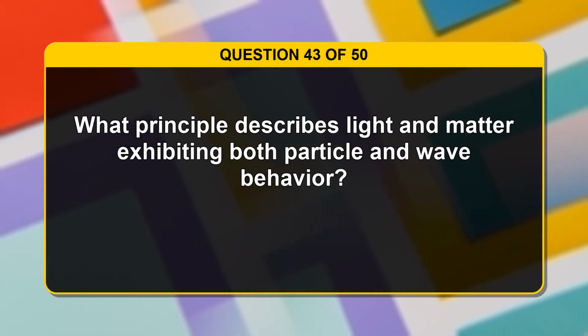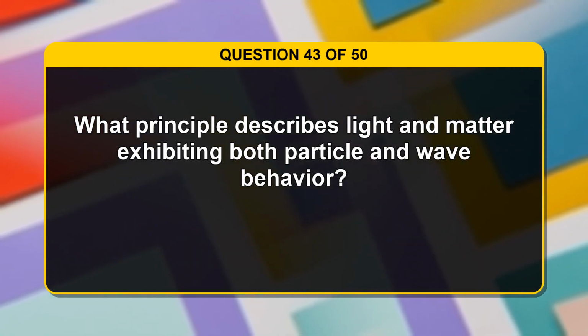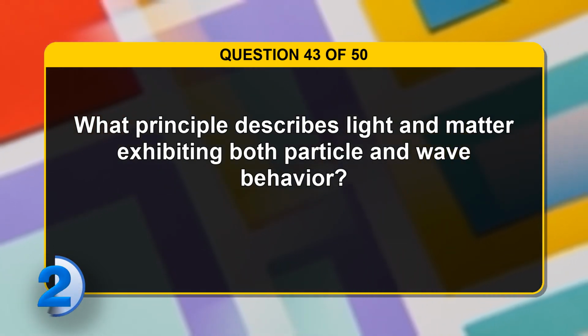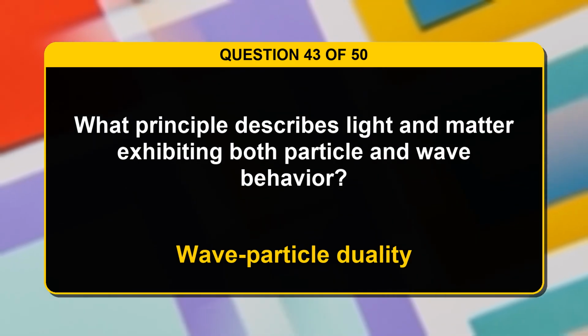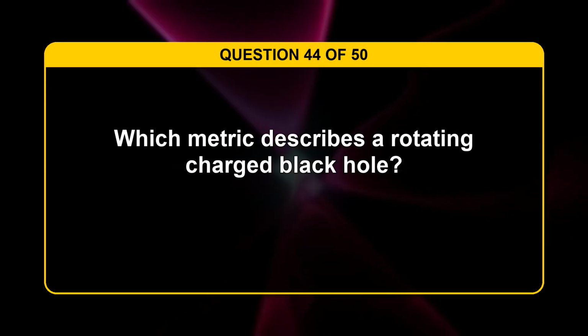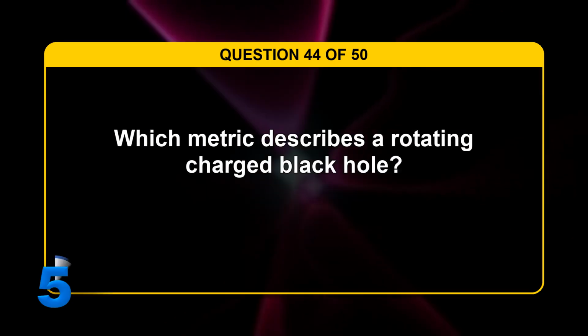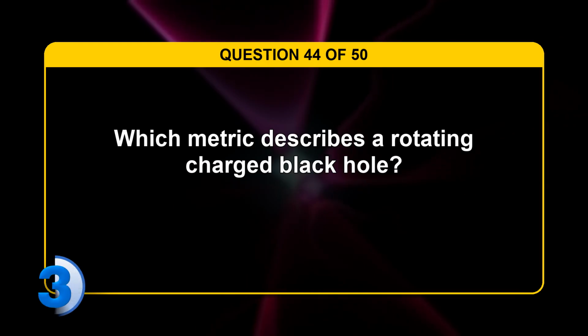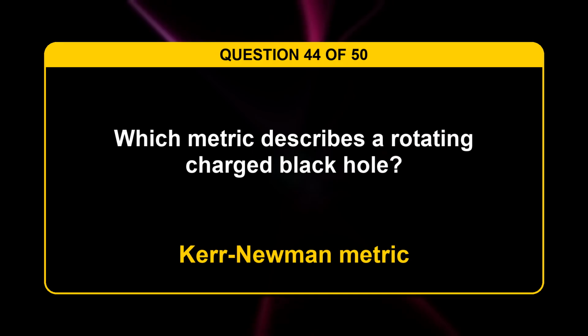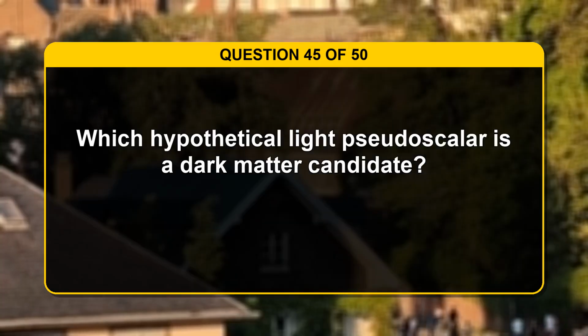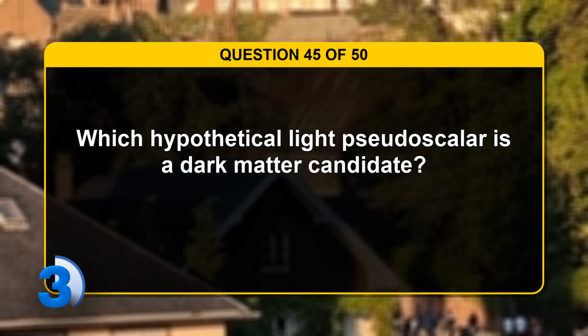What principle describes light and matter exhibiting both particle and wave behavior? Wave-particle duality. Which metric describes a rotating charged black hole? Answer: Kerr-Newman metric. Which hypothetical light pseudoscalar is a dark matter candidate? Axion.